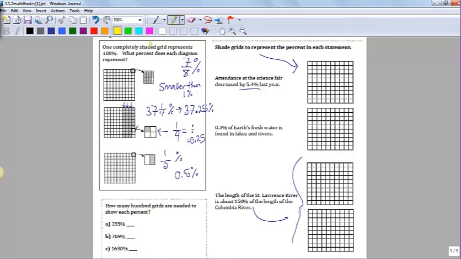Okay, welcome back. Now, I just want to go over the first one, just to make sure that you're on the right track. And again, you'll be able to check your answers online to see how you did. Now we're going to do 5.4%. So you're going to color in 5 blocks. So hopefully you already did that. There are your 5 blocks.